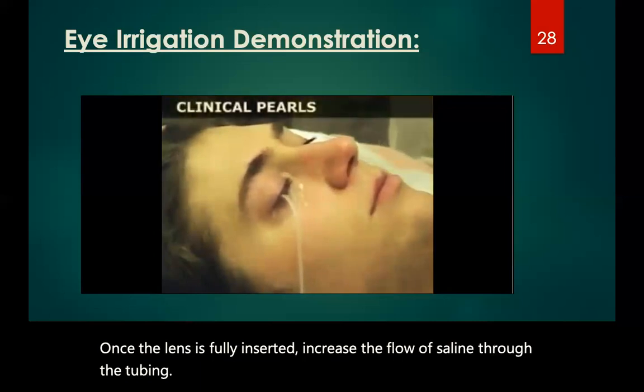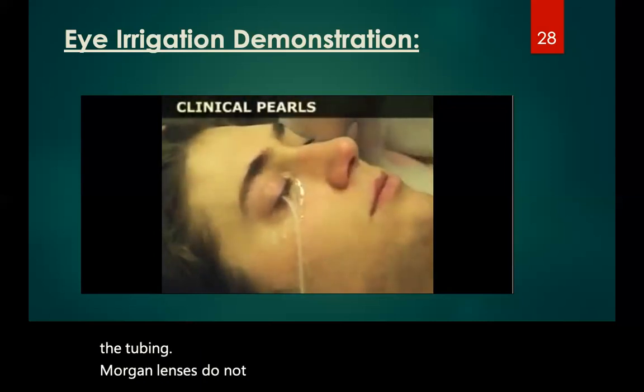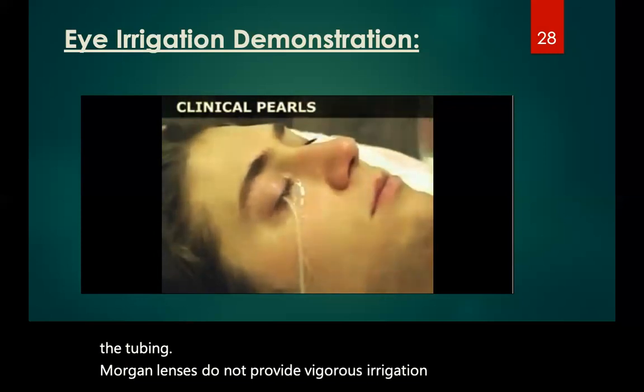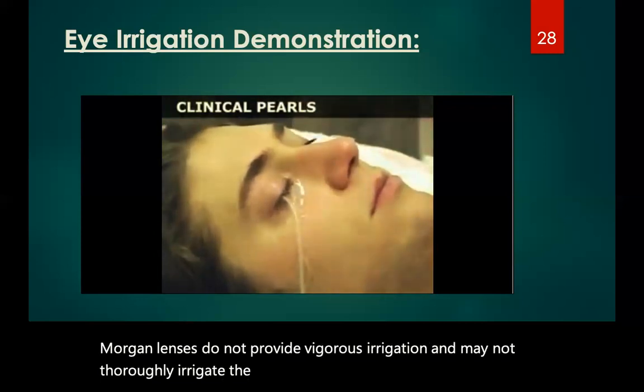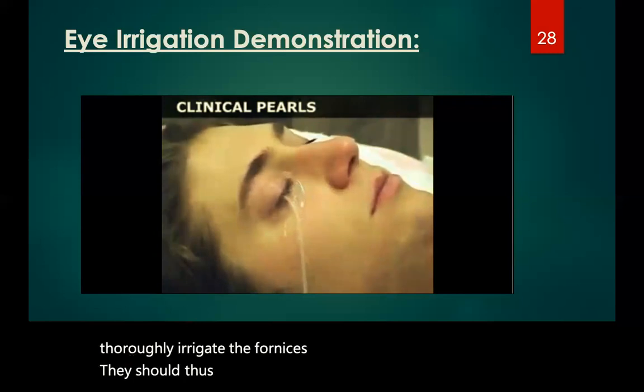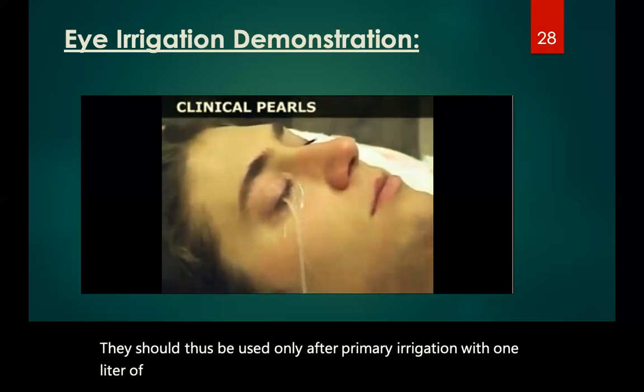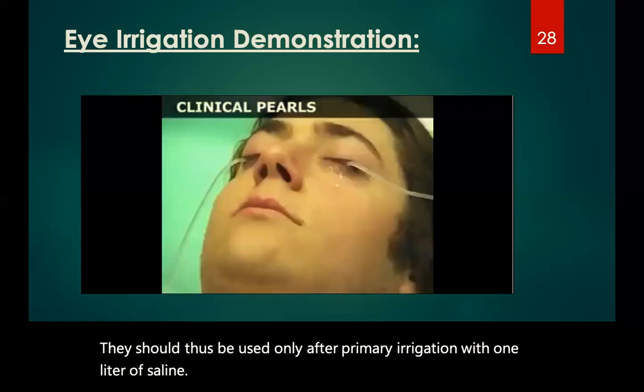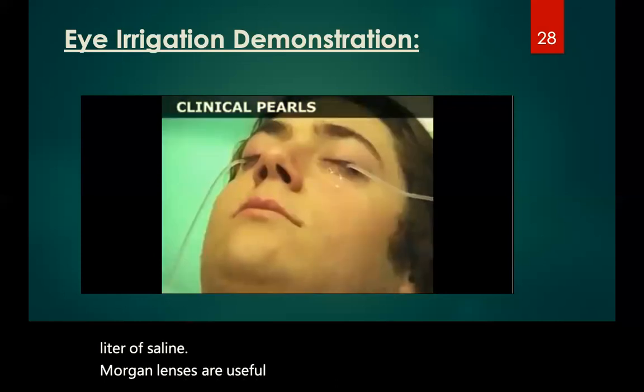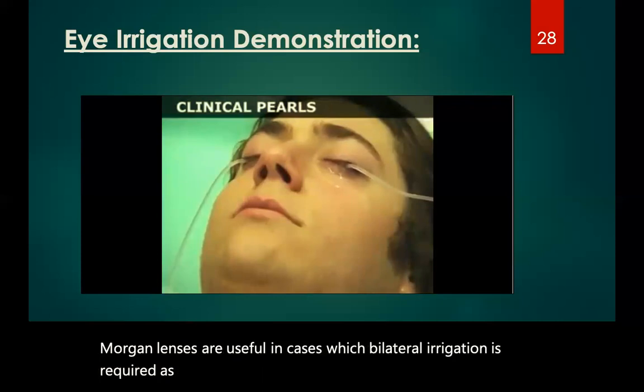Morgan lenses do not provide vigorous irrigation and may not thoroughly irrigate the fornices. They should thus be used only after primary irrigation with 1 liter of saline. Morgan lenses are useful in cases in which bilateral irrigation is required, as they allow a single clinician to irrigate both eyes simultaneously.